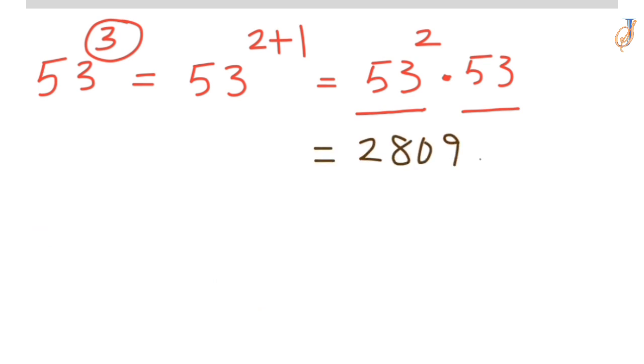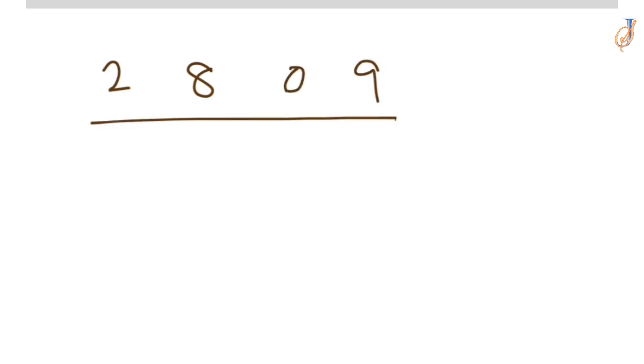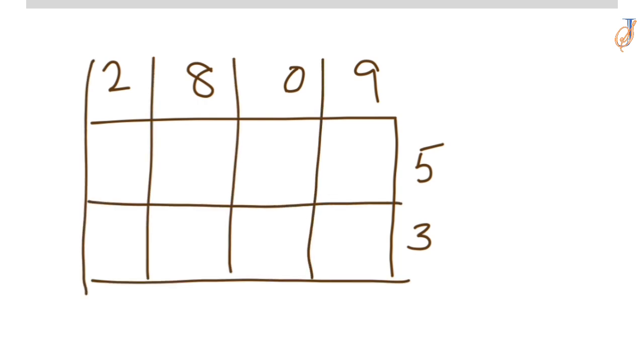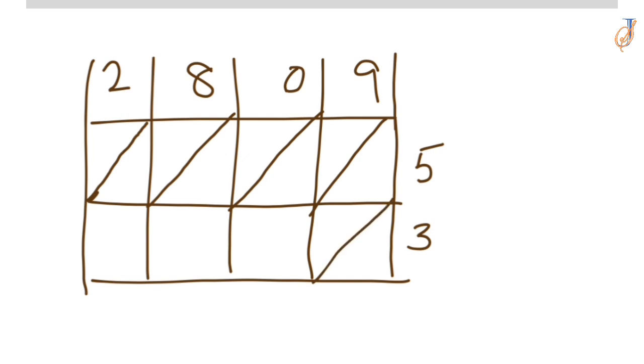2809 times 53. So now we need to multiply this. Here also I am going to show you another shortcut trick. Multiply these numbers. We have 2809 and we have 53. First, lay out the numbers horizontally and then vertically. After that, draw the rows and columns. And then draw the diagonal lines into each box, splitting them into two spaces. After that, multiply the numbers.